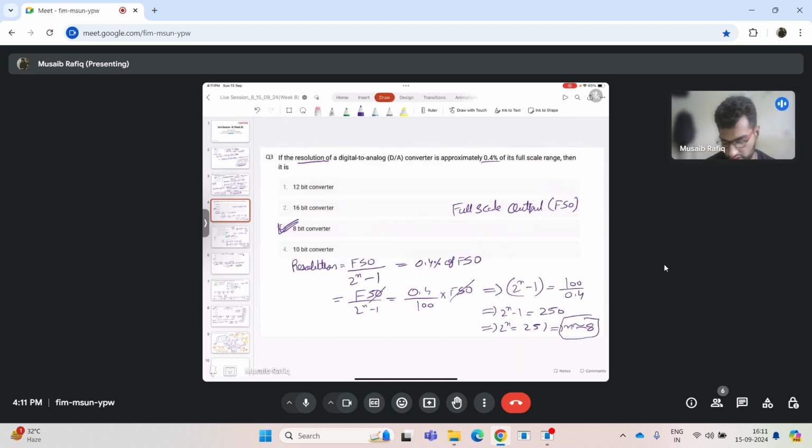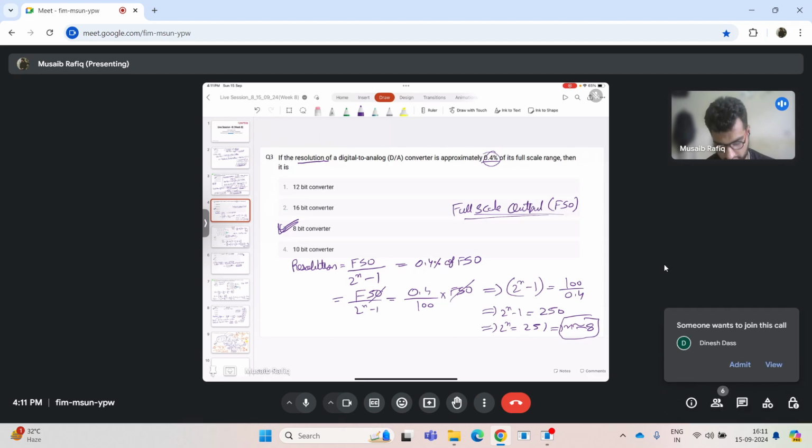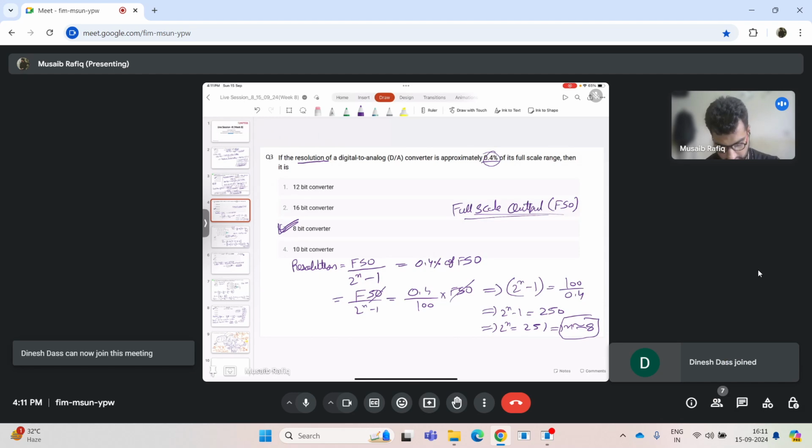Then my question number three was: if the resolution of a DAC converter is approximately 0.4% of its full scale range, then what type of converter is it? So resolution is full scale output by 2 raised to power n minus 1. It is equal to 0.4% of the full scale output voltage, as given by the question. FSO stands for full scale output voltage. Then FSO by 2 raised to power n minus 1 is equal to 0.4 by 100 into FSO. The full scale output voltage cancels on both sides, and ultimately 2 raised to power n minus 1 is equal to 100 by 0.4. 100 by 0.4 is 250. So that implies 2 raised to power n is equal to 251.